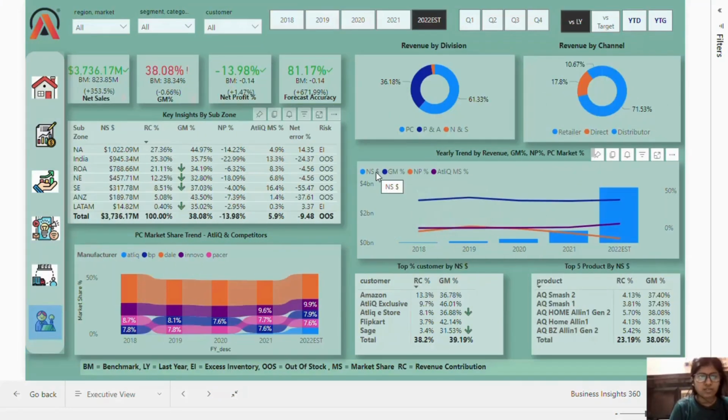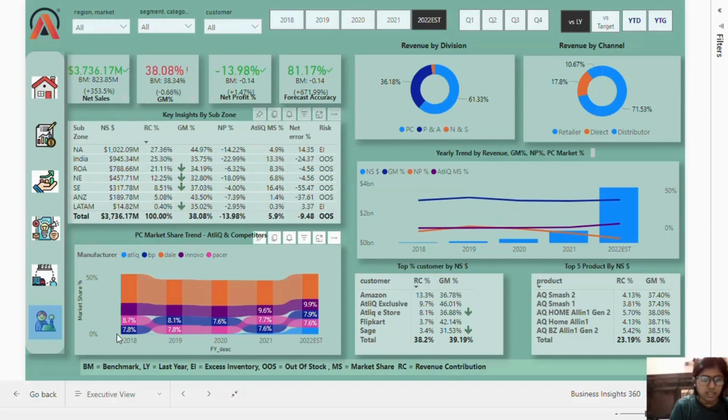This is the executive view. It is mainly for the top level management, as they are less concerned with the specific product and more focused on the overall performance of the business. This chart shows the key insight by subzone. So we can see that North America and India are the top revenue contributors for the AtliQ hardware, while Australia, New Zealand, and Latin America are the least revenue contributors.